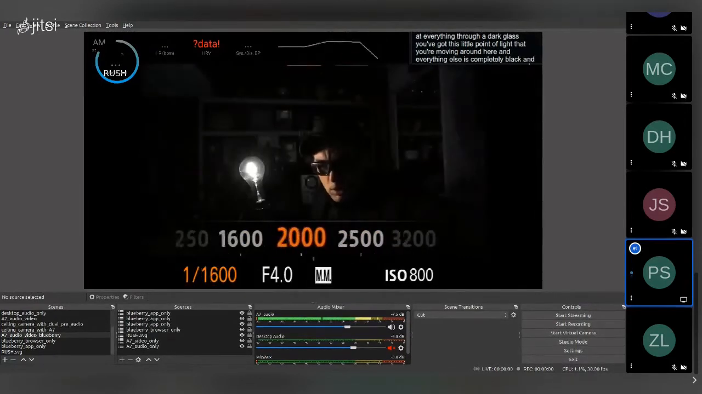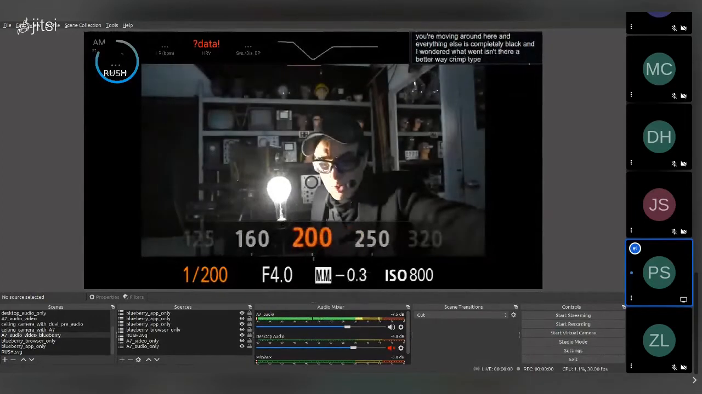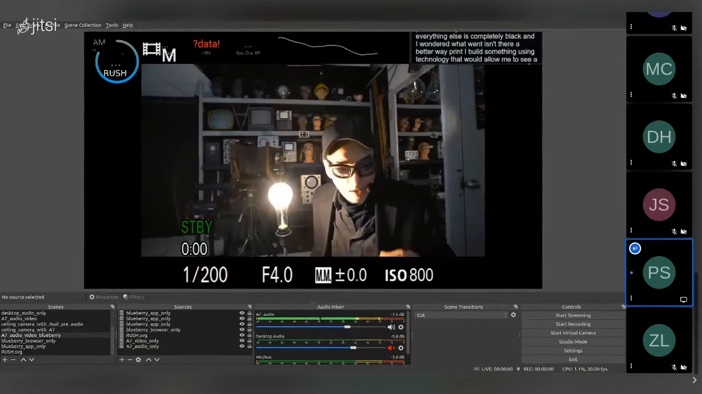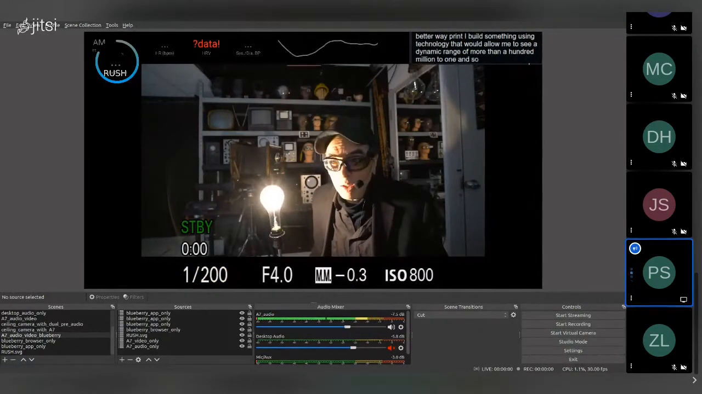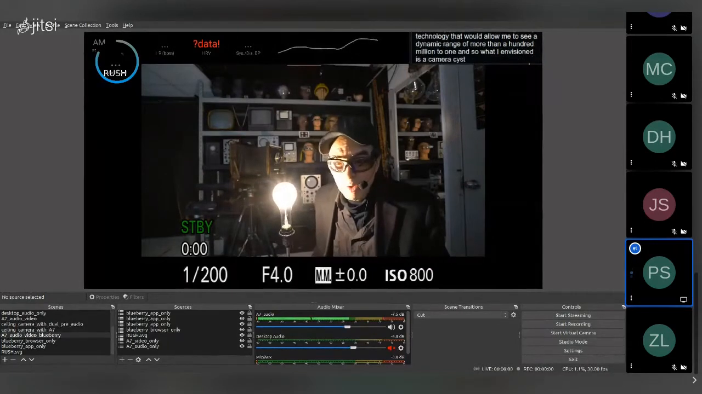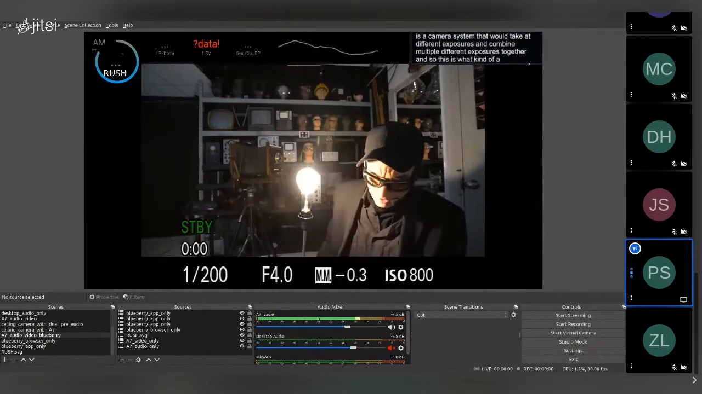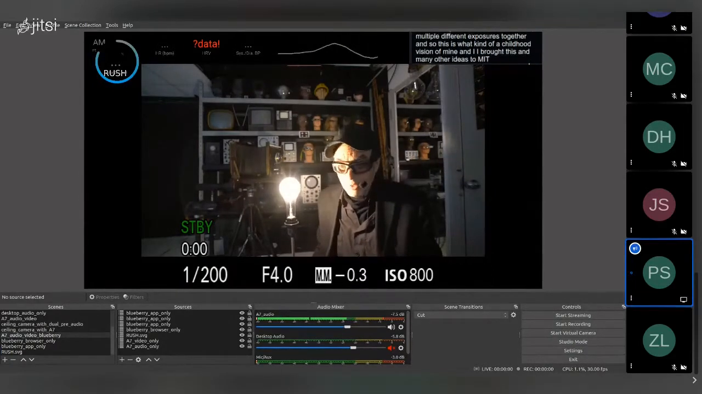And I wondered, isn't there a better way? Couldn't I build something using technology that would allow me to see a dynamic range of more than 100 million to 1? And so what I envisioned is a camera system that would take different exposures and combine multiple different exposures together. So this was kind of a childhood vision of mine, and I brought this and many other ideas to MIT when I was accepted there.